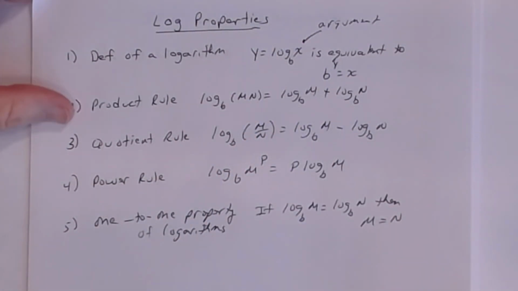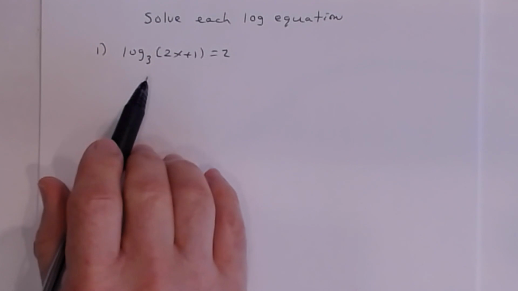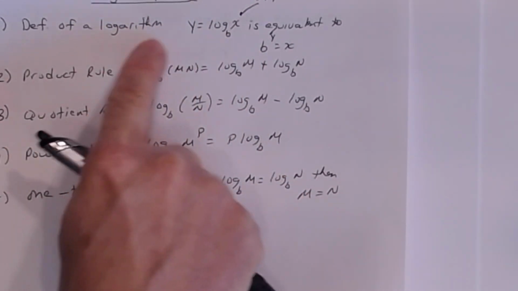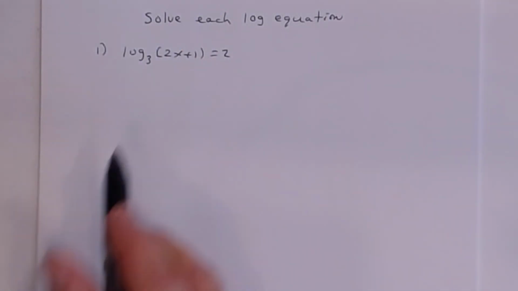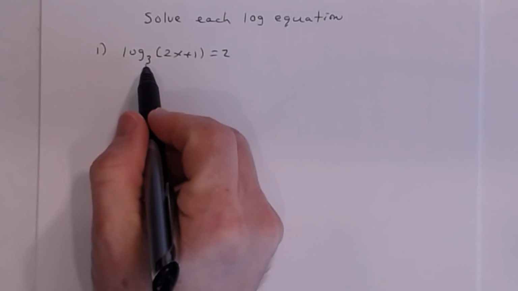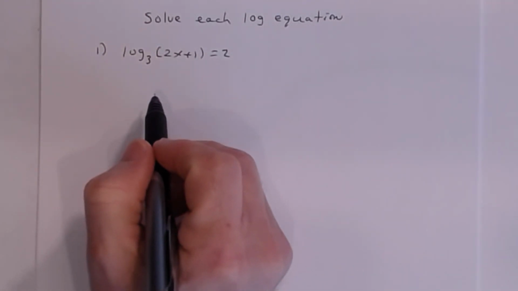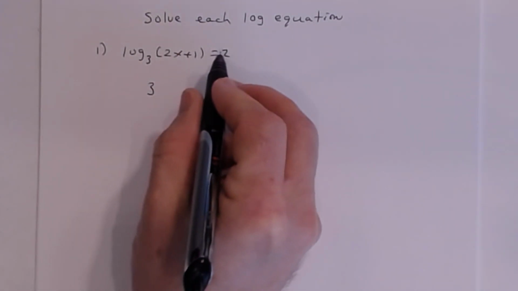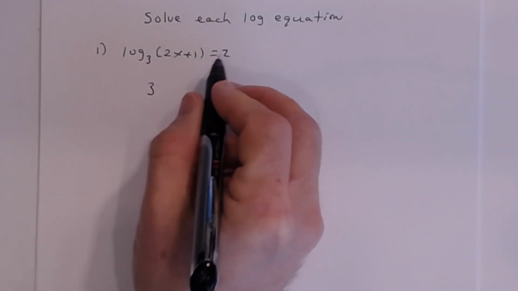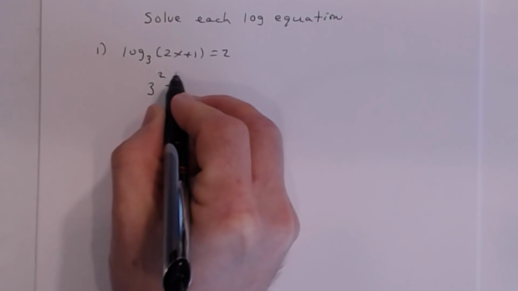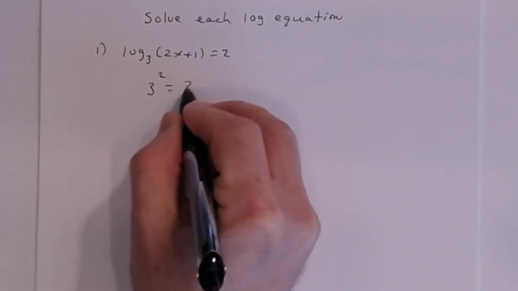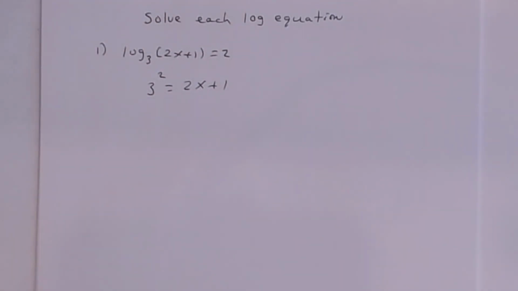So let's look at how you're going to do this. This is an easy one. I'm putting that one so that you can see how to use this property right here. The first thing you look at is the base. What is the base? Well, the base is 3. So you're going to say 3 raised to the second power equals the argument. And the argument is what you're taking the log of. I'm taking the log of 2x plus 1. And there's your equation.